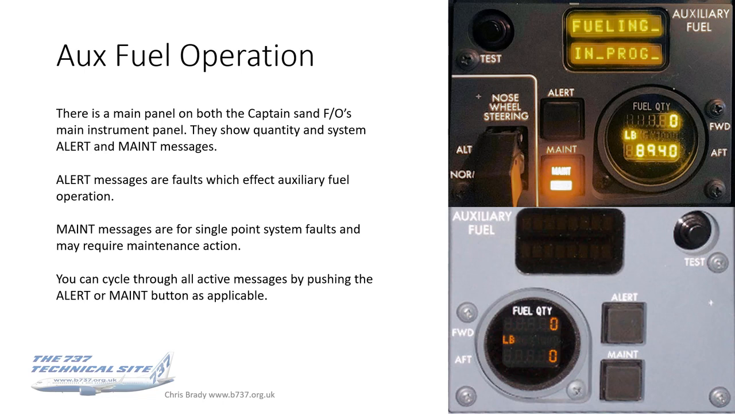The top display there shows one of the maintenance messages, which is simply fueling is in progress. So maintenance messages are generally for single point system faults that may require maintenance action, but also fueling, as you can see. The alert messages are ones which affect the operation of the auxiliary fuel. And you cycle through the messages by pushing either the alert or the maintenance button as applicable. So if there's more than one message in memory, you can cycle through them by pressing the button.